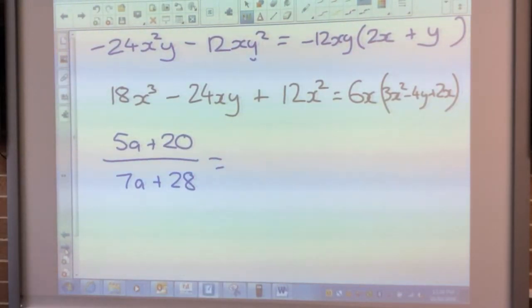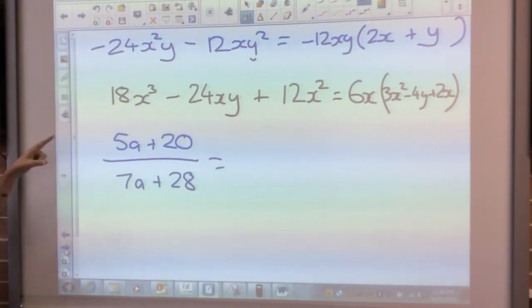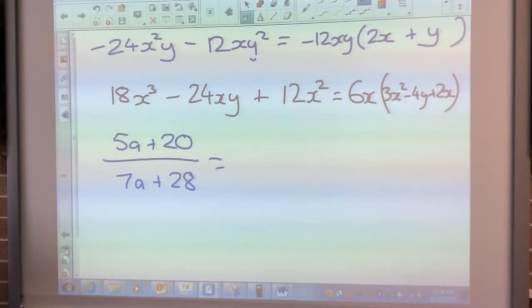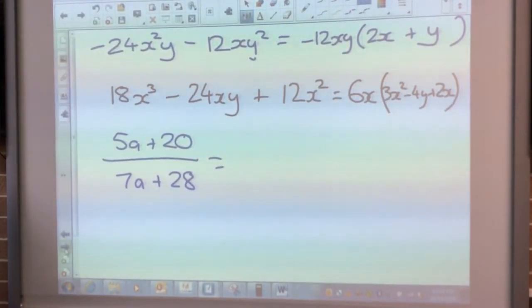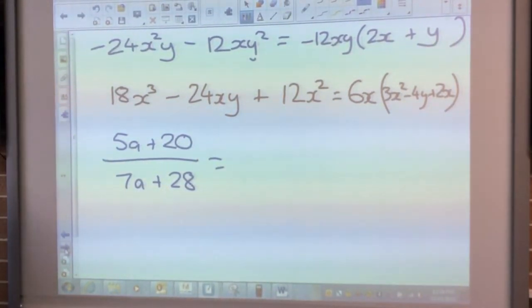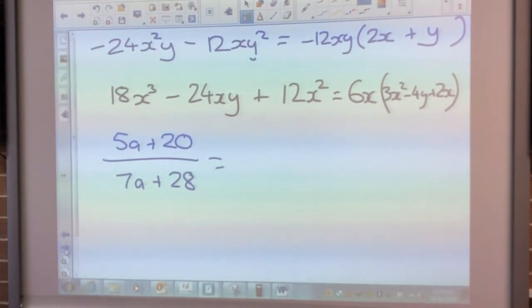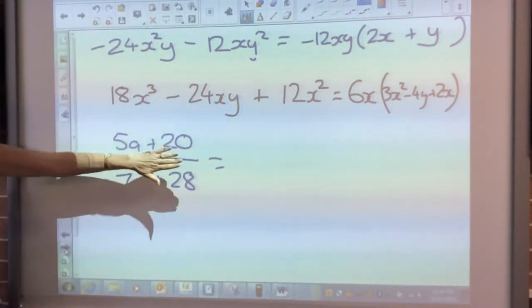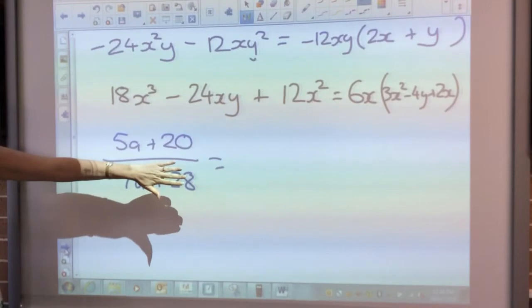Is there any obvious common factor here? Well, 4 does not go into everything. Do you agree that here, 5A, 20, 7A and 28, there is nothing that goes into all 4, is there? There is no number, no letter, nothing cancels at the moment. Alright? What we are going to do is look at the top on its own, the 5A plus 20.